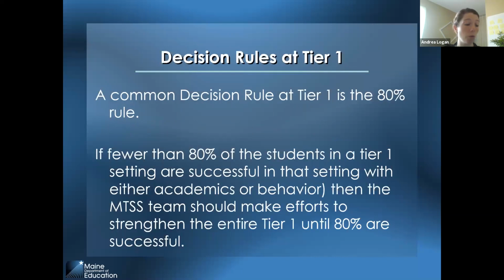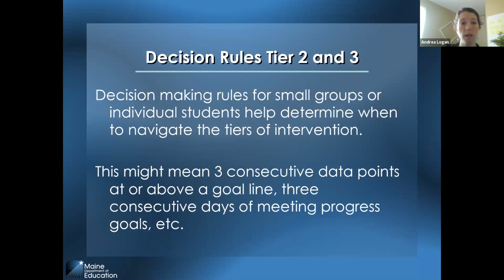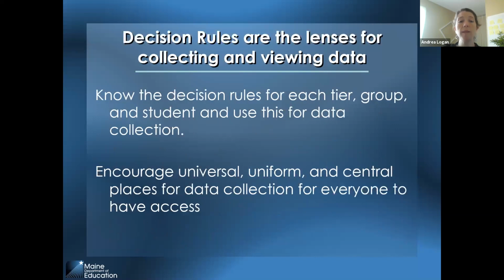Okay, wow, so we really covered a lot today, and there are actually still three more slides to go through, but I think we covered this one. So decision rules at Tier 1 at 80%, decision rules for Tier 2 and Tier 3. We talked a lot about that. Data points, above or below goal line, how to look for those things. And so in the end, decision rules are the lenses for collecting and viewing data.